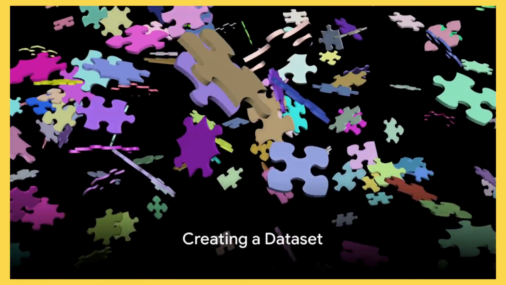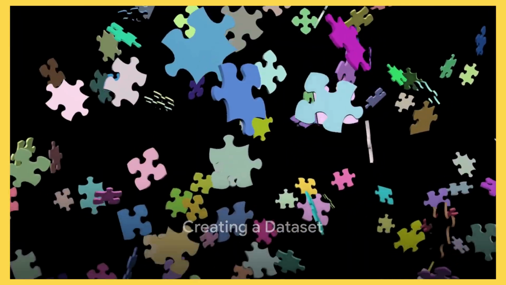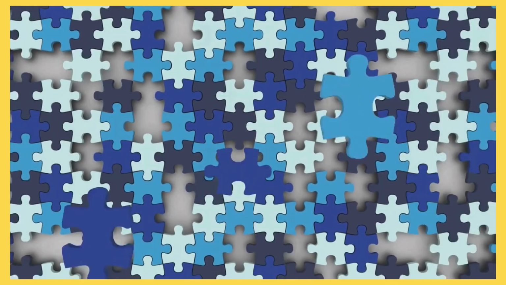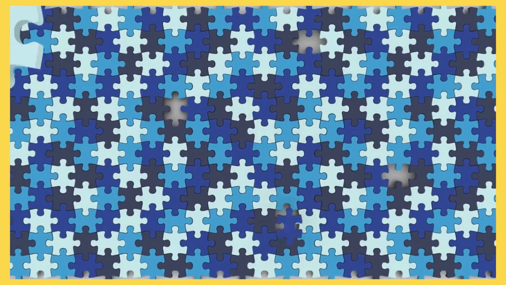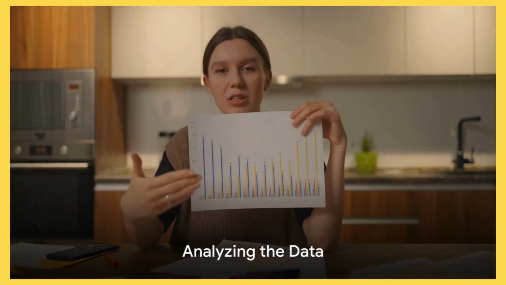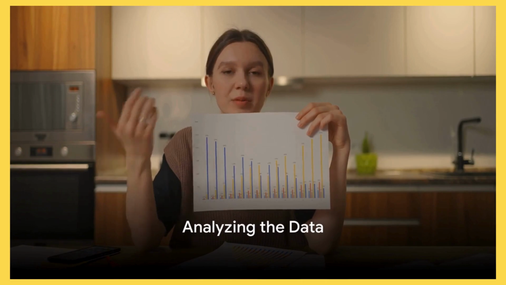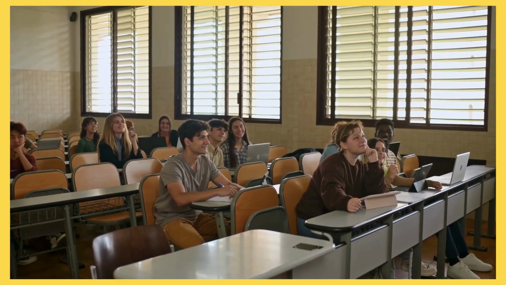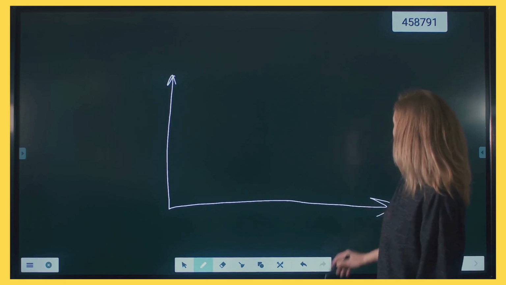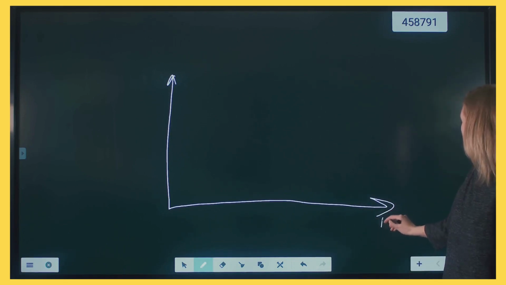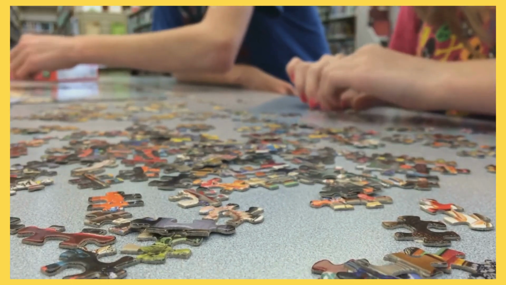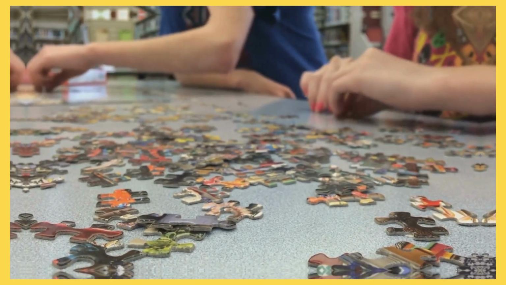Once we have our cases and variables, we put them together into a data set. Think of a data set as a giant jigsaw puzzle. Each piece, each bit of data, fits together to give us a complete picture. With our data set in hand, it's time to analyze the data. This might seem like a daunting task, but it's actually a lot of fun. You get to play around with the data, look for patterns, make graphs, and draw conclusions. It's like putting together the pieces of the puzzle and finally seeing the whole picture.